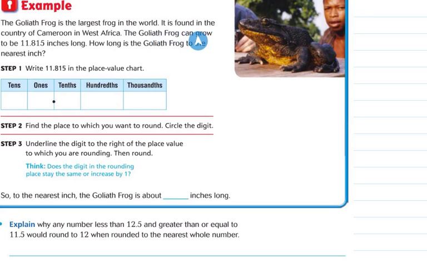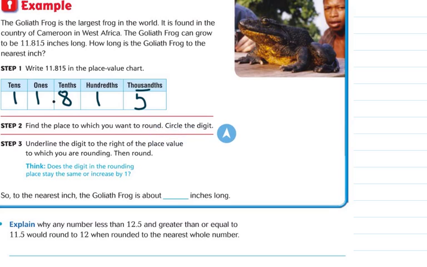So the Goliath frog can grow to be 11 and 815 thousandths inches long. How long is the Goliath frog to the nearest inch? So now in step 1, boys and girls, we are going to use a place value chart. We're going to write our number in the place value chart. So in our place value chart, we have 11 and 815 thousandths.